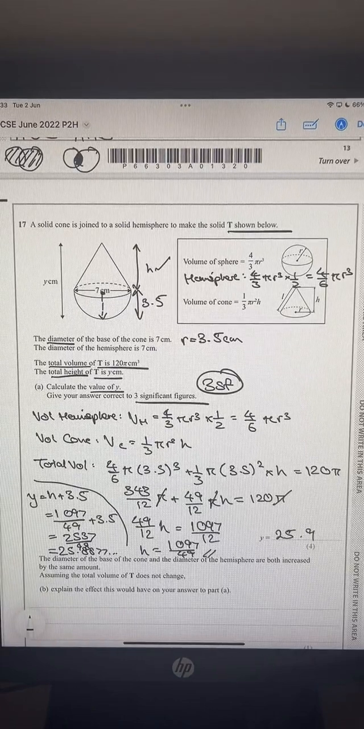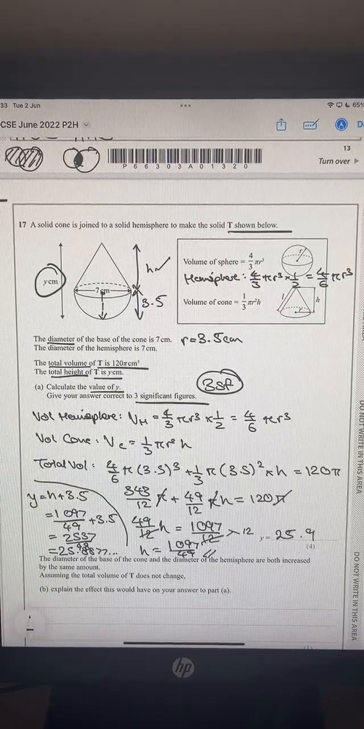All I'm doing is solving an equation for h, so I will bring all of my non-h terms onto my right side. So I did 120 subtract 343 over 12 to get 1097 over 12 equals 49 over 12h. And then I have 12s on my denominator, so I can just ignore those because I multiply by 12 on both sides. Then I get h is equal to 1097 divided by 49. But that's not it yet.